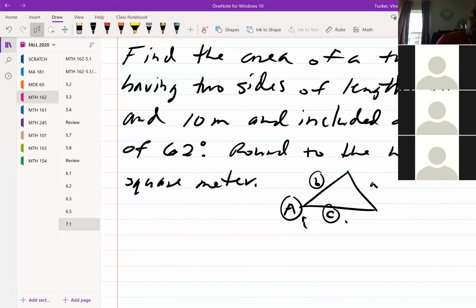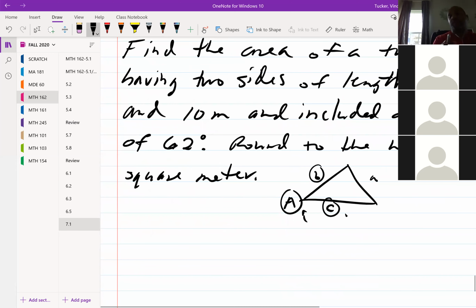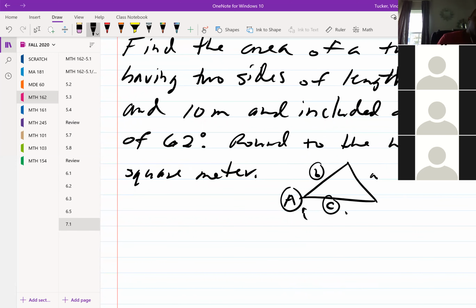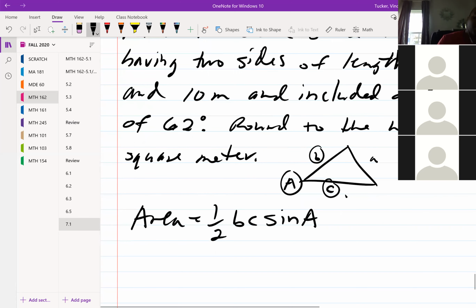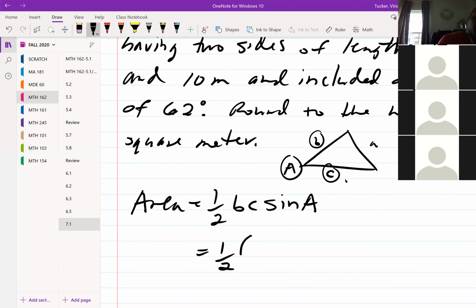So it doesn't matter what you call side B or C. When you look at the setup, because it's all multiplication, as long as you recognize what is your angle and what are your sides, you are still all right. So we got 24 in, and then the angle is 62 degrees.